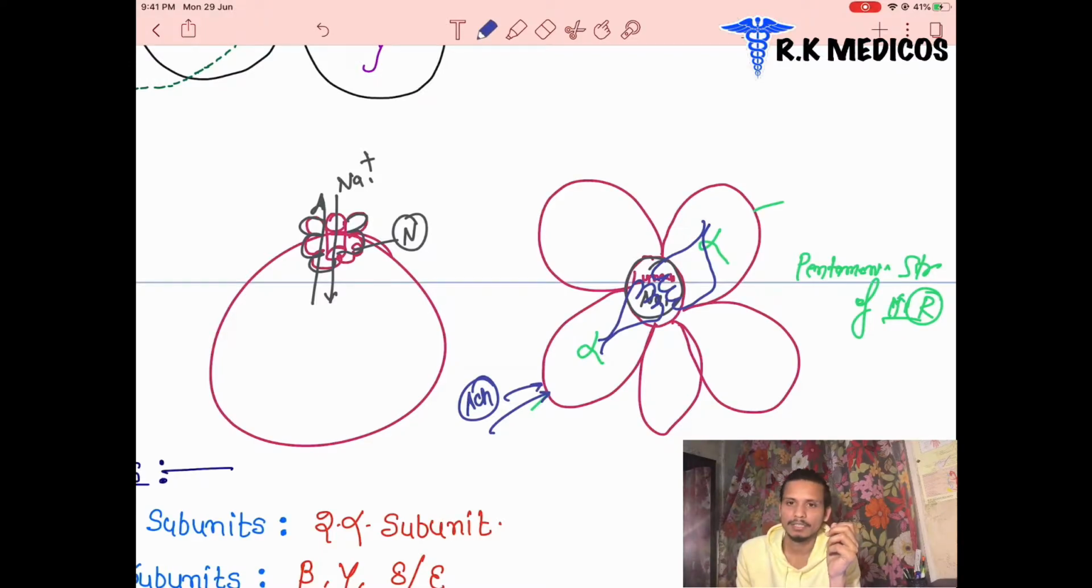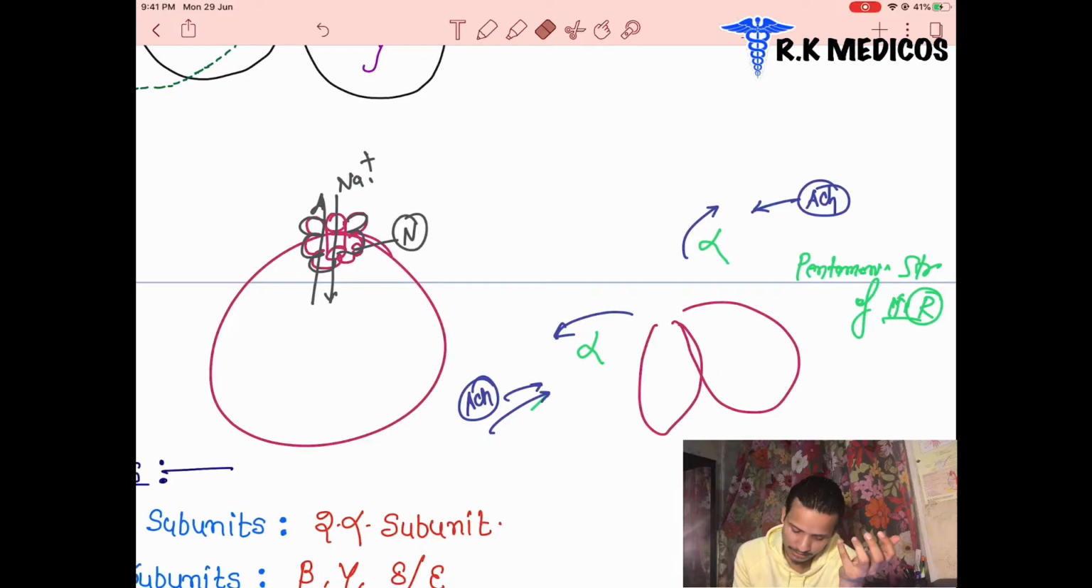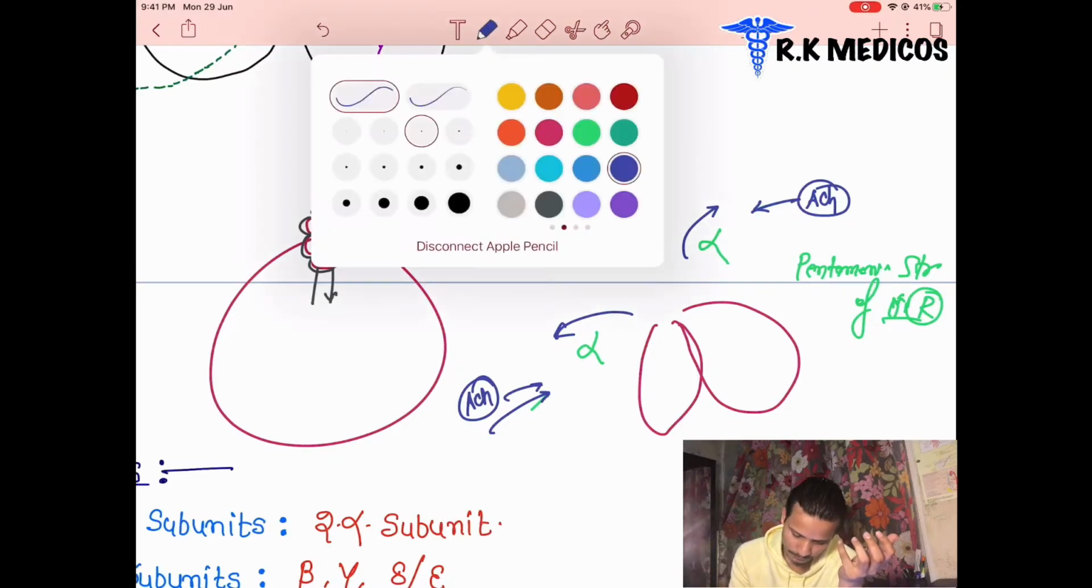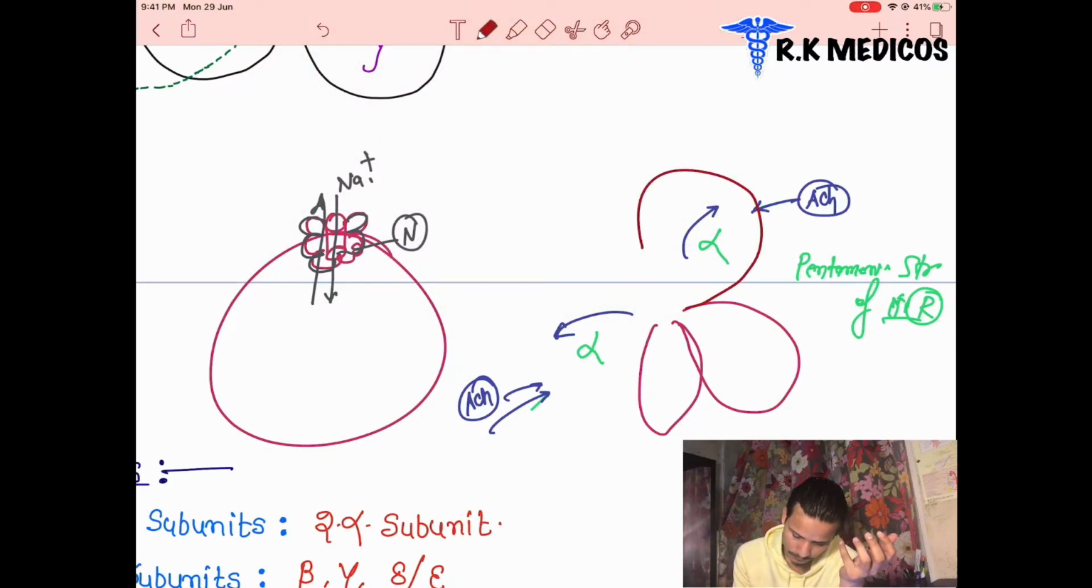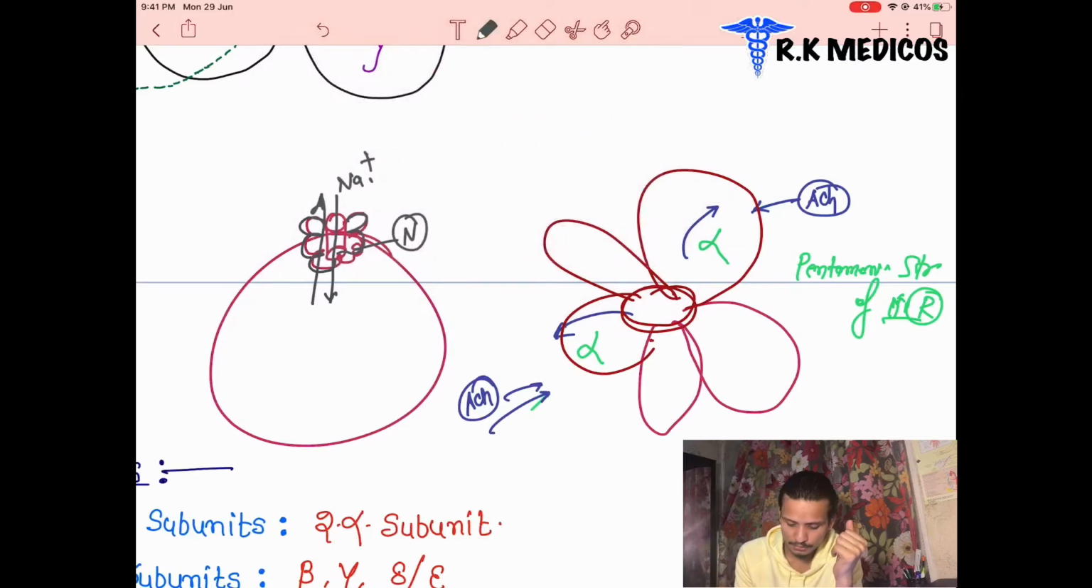to this alpha subunit of the what? Acetylcholine is binding to the alpha subunit of the pentameric structure of the nicotinic receptor. When acetylcholine is binding, these finger-like projections are moving away from the lumen. They are moving away, and they open the lumen. These lumens are open now, and through them the sodium ions are moving out and in.